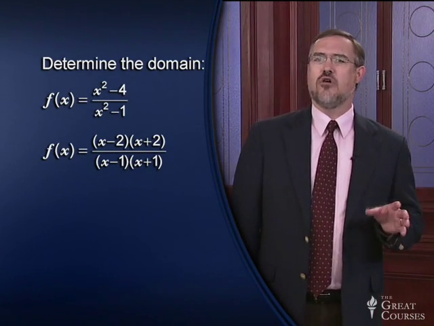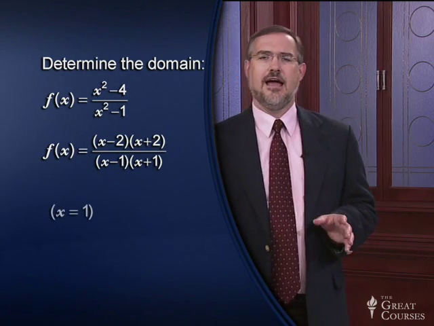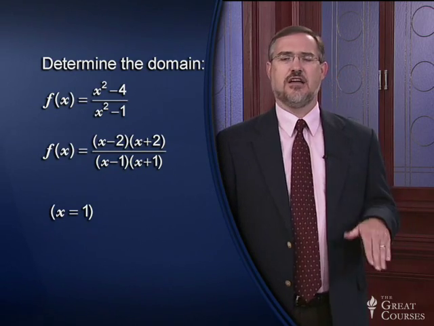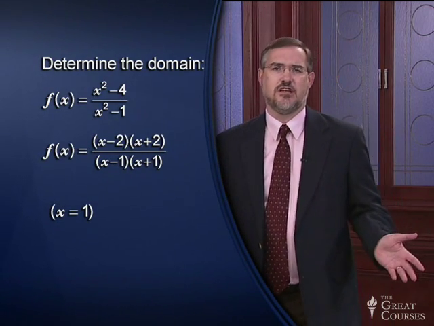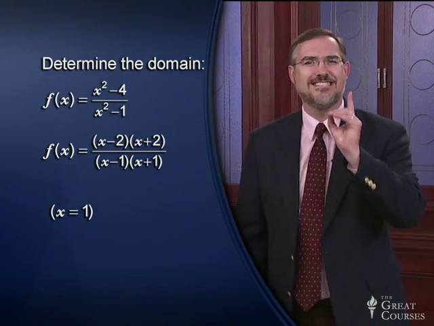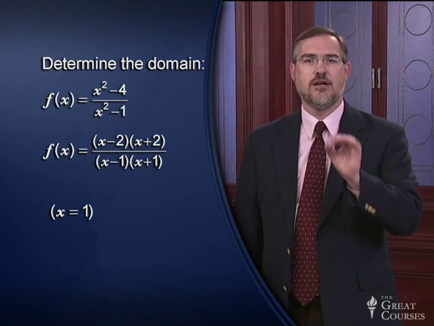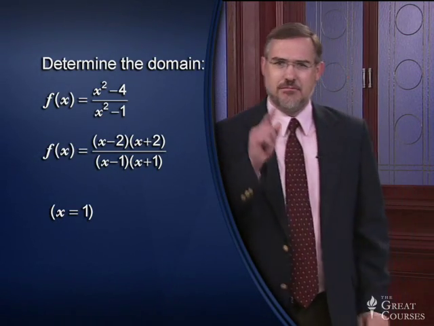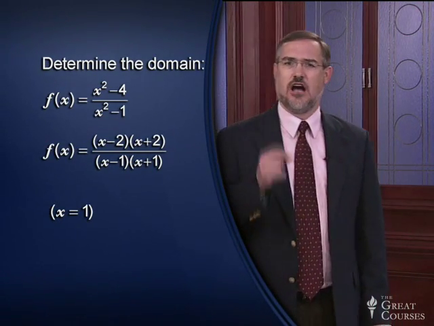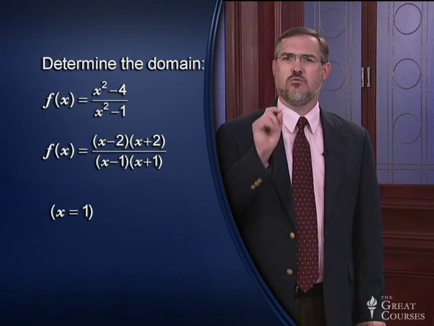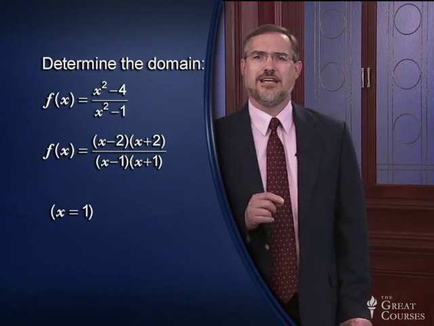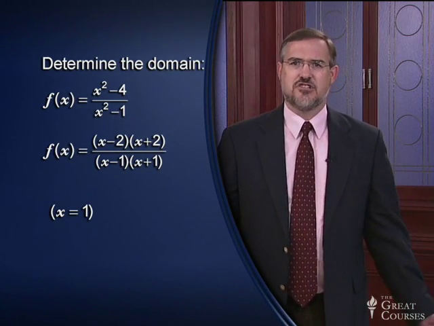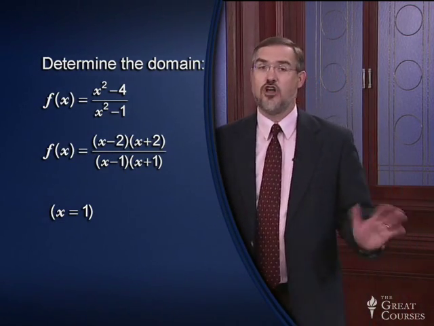Now next, notice what happens if you try to plug in x equals 1. The numerator is perfectly fine. It becomes negative 1 times 3, which equals negative 3. But the numerator is not the important thing here. Remember, it's that division by zero that we're trying to avoid. And that means you've got to look in the denominator, not the numerator. If you plug in 1 in the denominator, you're going to get 0 times 2, which is 0. That gives us division by 0, and that's a no-no.